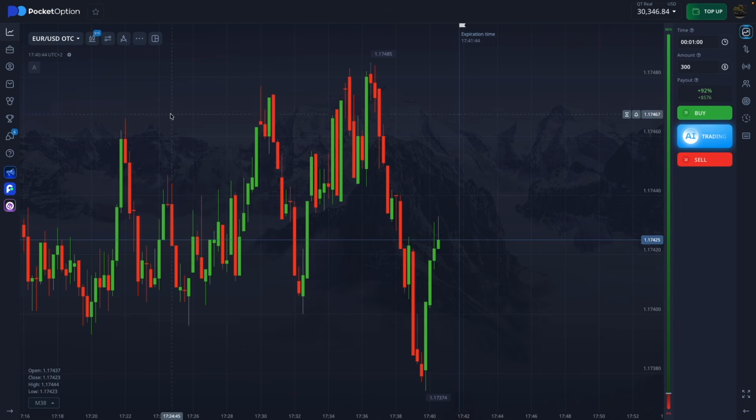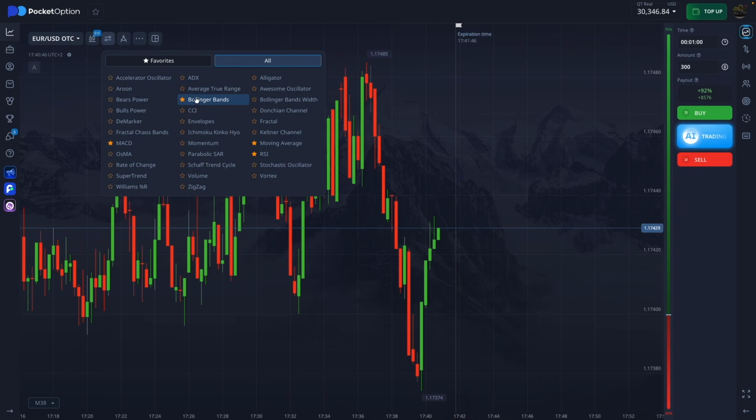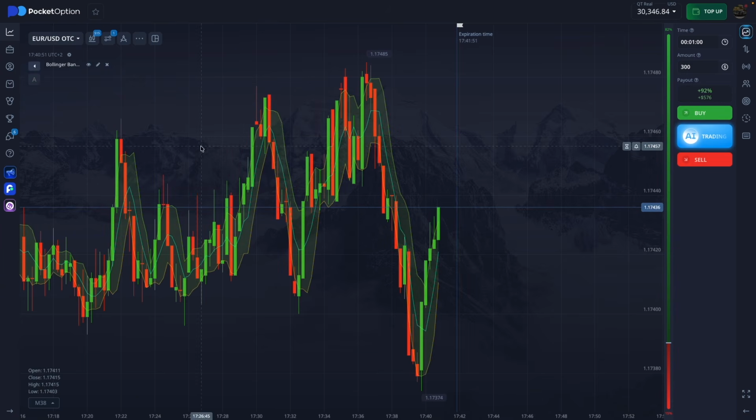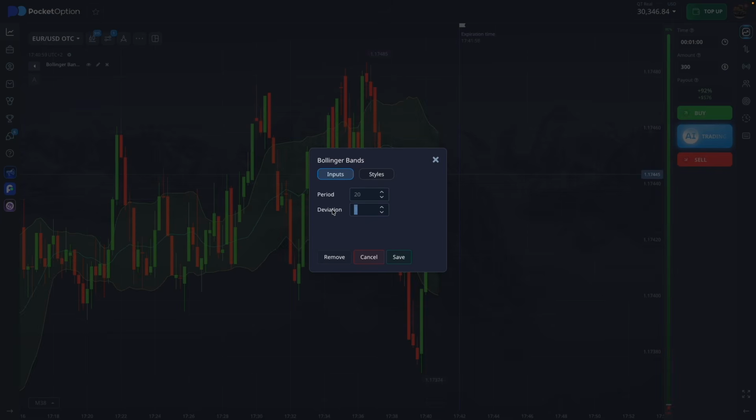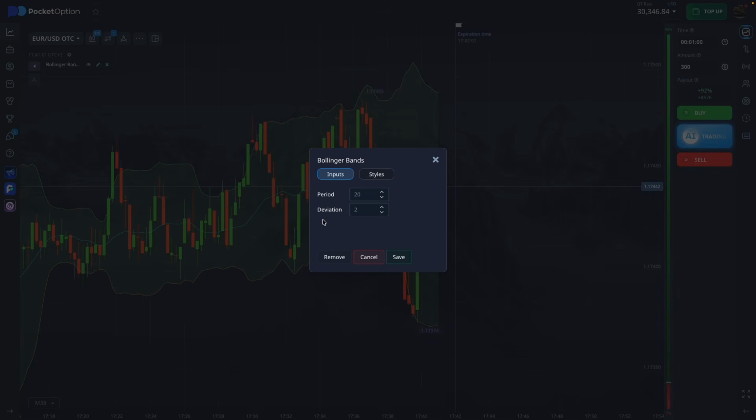So, I will begin by adding indicators to the chart. The first indicator I will need is the Bollinger Bands. I add this indicator to the chart, then go to the settings. And here, I increase the period to 20. And I raise the deviation to 2. Then I go to the Styles tab, and here I leave only the upper and lower lines. That is, I turn off the middle line, and I also turn off the background.